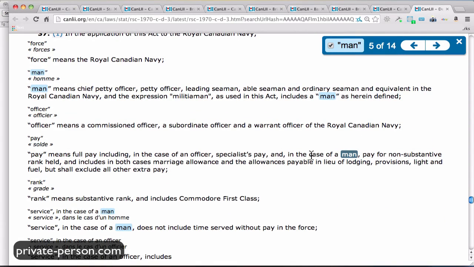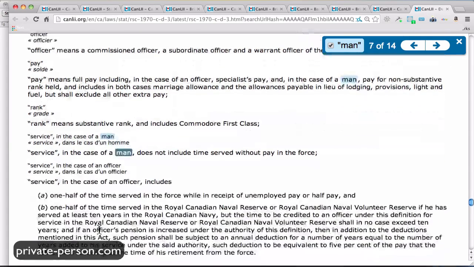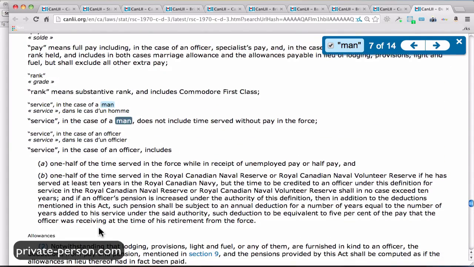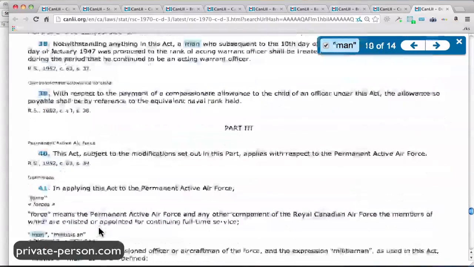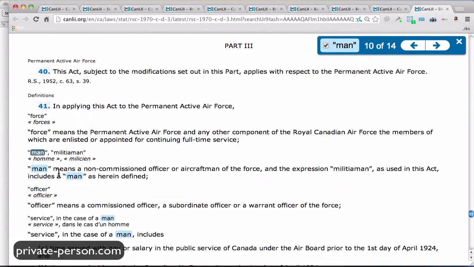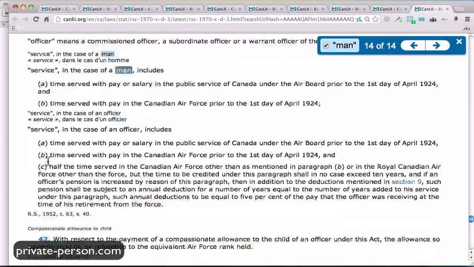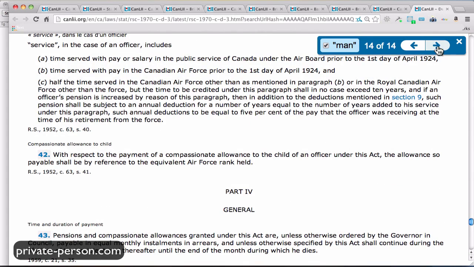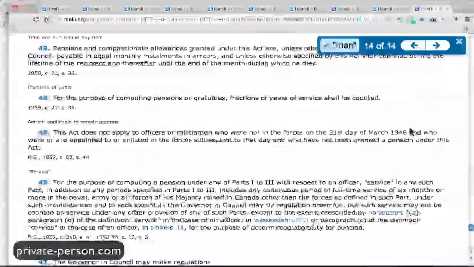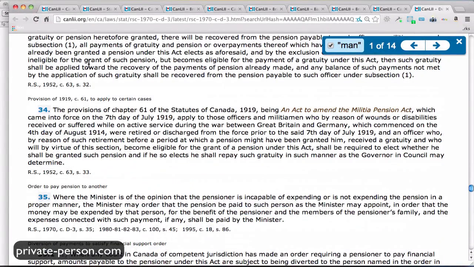Pay, and in the case of a man, which is different than an officer, all right, service in case of a man does not include time served without pay in the force. What? Interesting. All right, so we can go through here. Man means a commission. So this part, Section 41, in this act, man means these things. All right, man is here and defined. Officer, service. I mean, go to town and figure this one out. It looks like their definition of man in the military is unique. I haven't found that anywhere else.